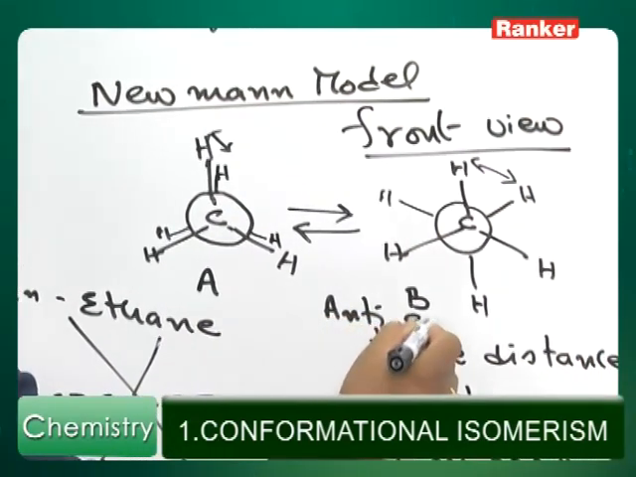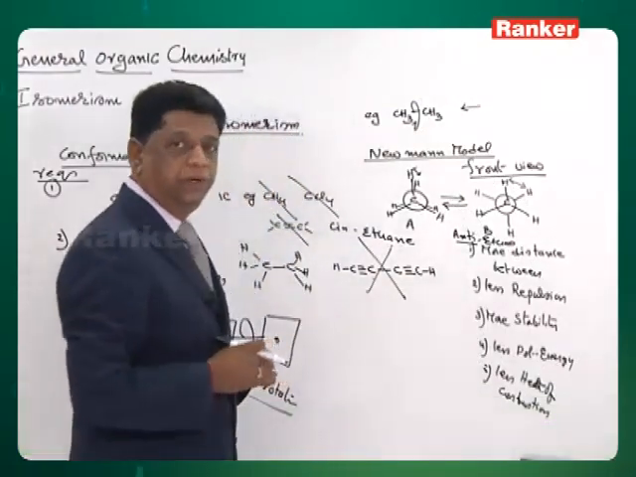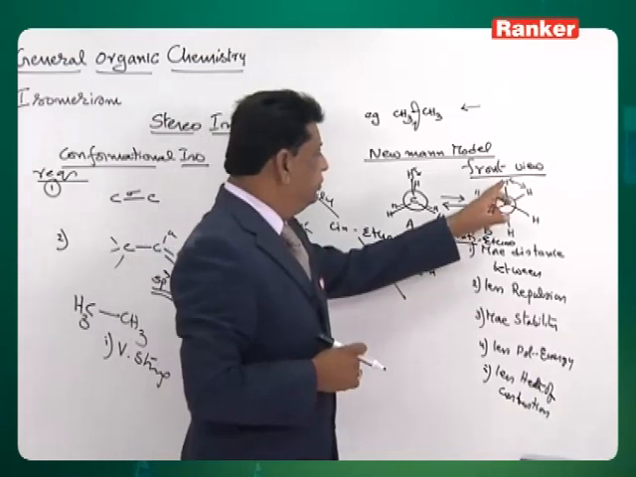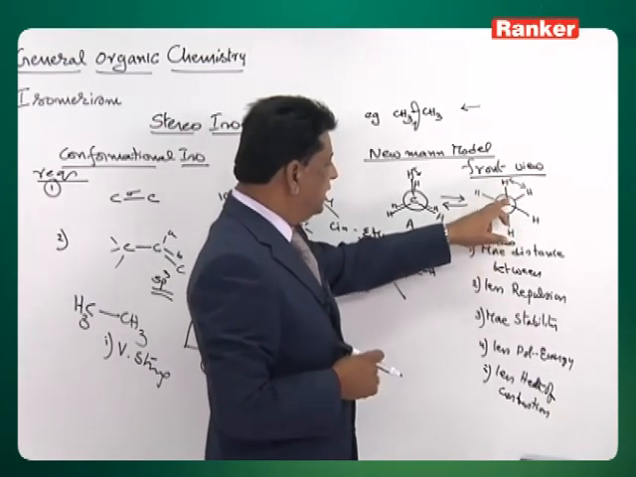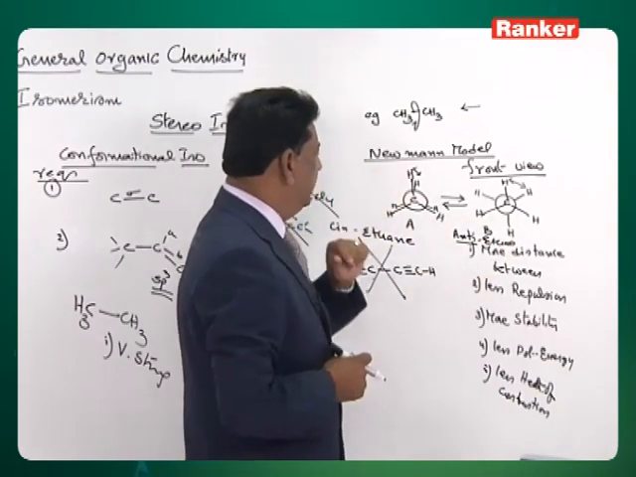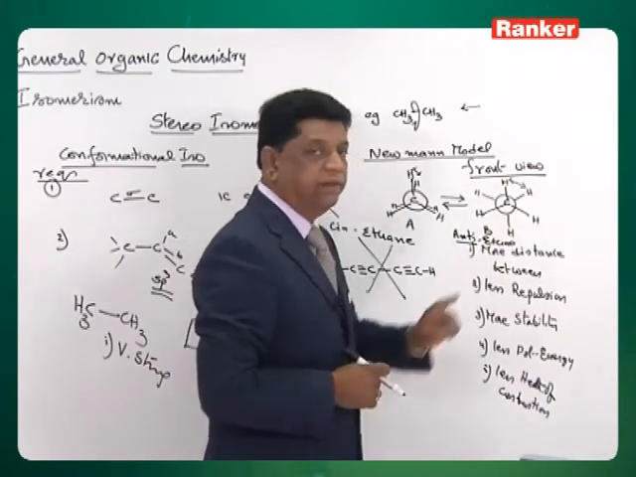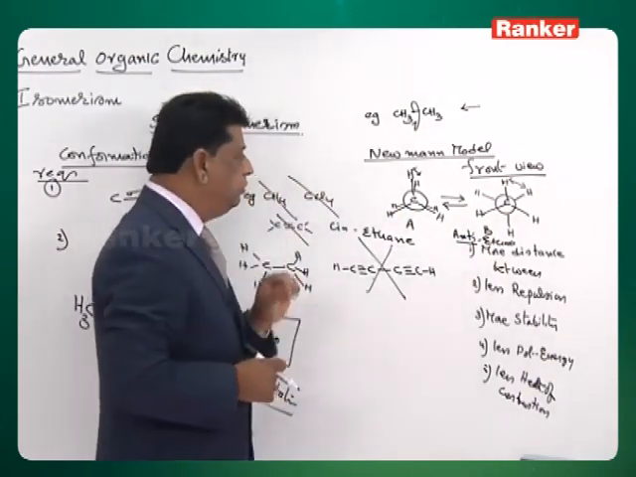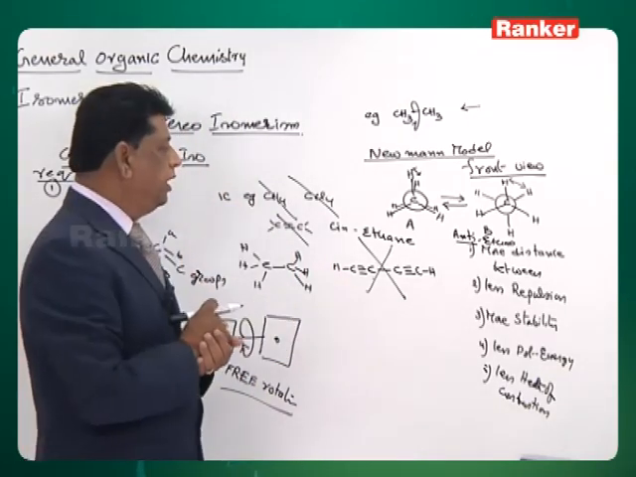Both are ethanes only. What is anti? Anti refers to opposite. What are opposite? The two hydrogens, you see, there is a first carbon, one hydrogen, second carbon, one more hydrogen is opposite. Here no such opposite arrangement, same side, same side, same side. Here opposite arrangements are there. That opposite arrangement is reflected in its name, anti. Anti means against or opposite.